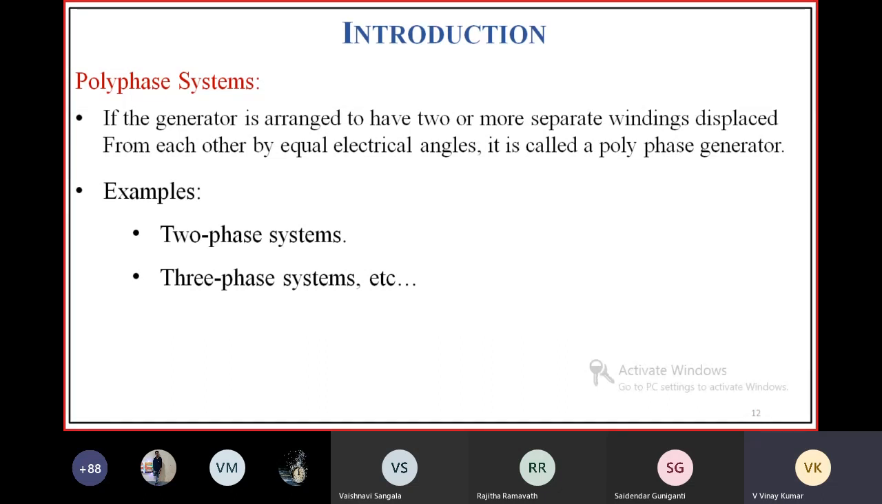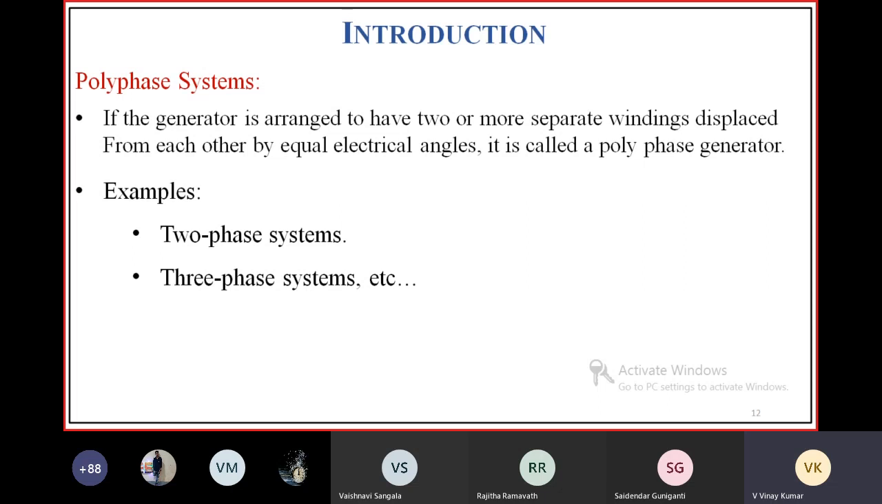If you have more than one armature winding, say two armature windings, and you rotate them inside this magnetic field, then we are going to produce one more voltage, so totally two voltages will be produced. In a single phase system, as we have only a single armature winding, that winding will produce only a single voltage.